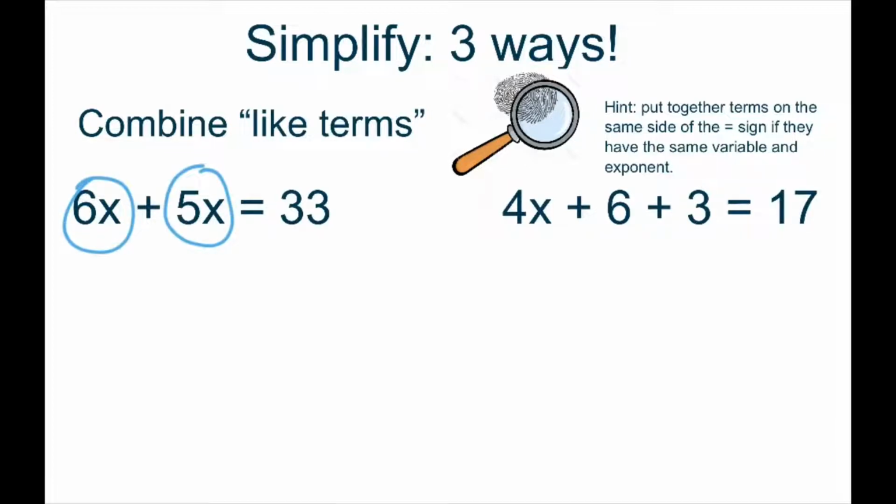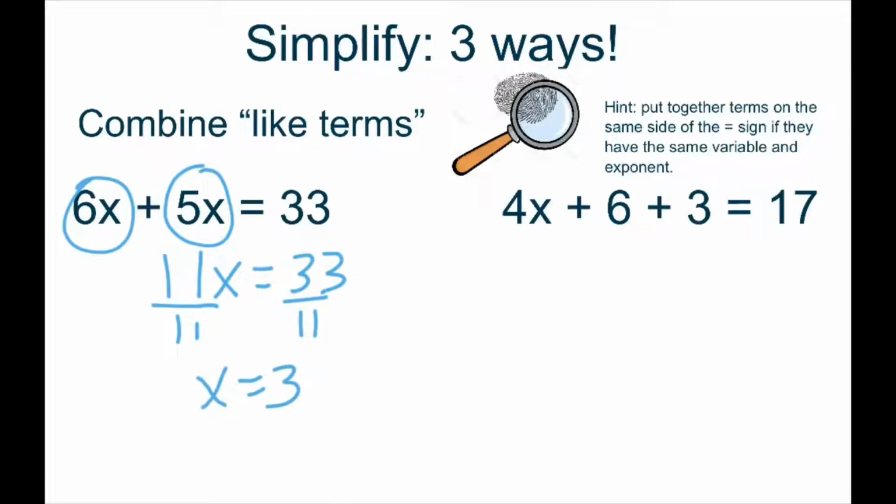Because 6x and 5x have the same variable. That would be 11x equals 33. Now, in order to get the variable by itself, we have to undo this one-step equation. The opposite of multiplication is division. So if I divide both sides by 11, x equals 3.